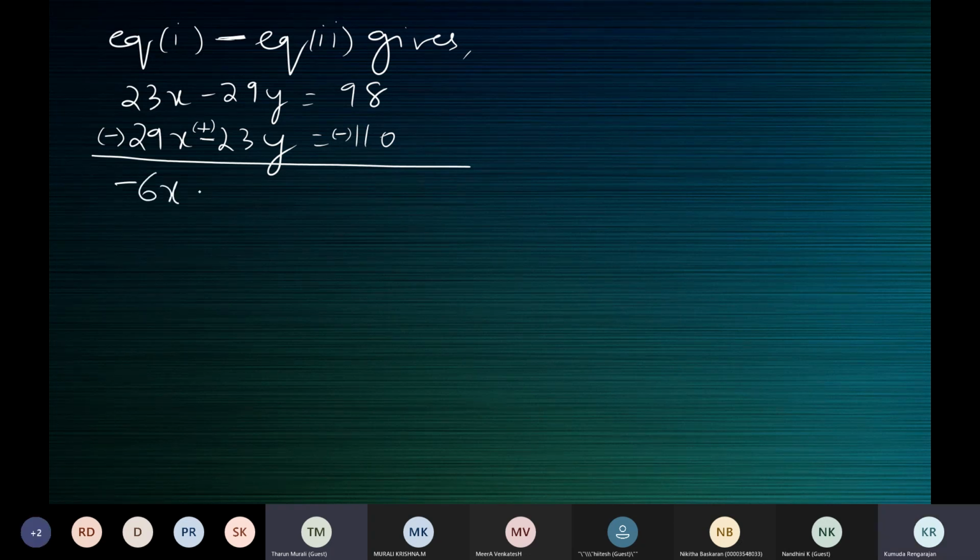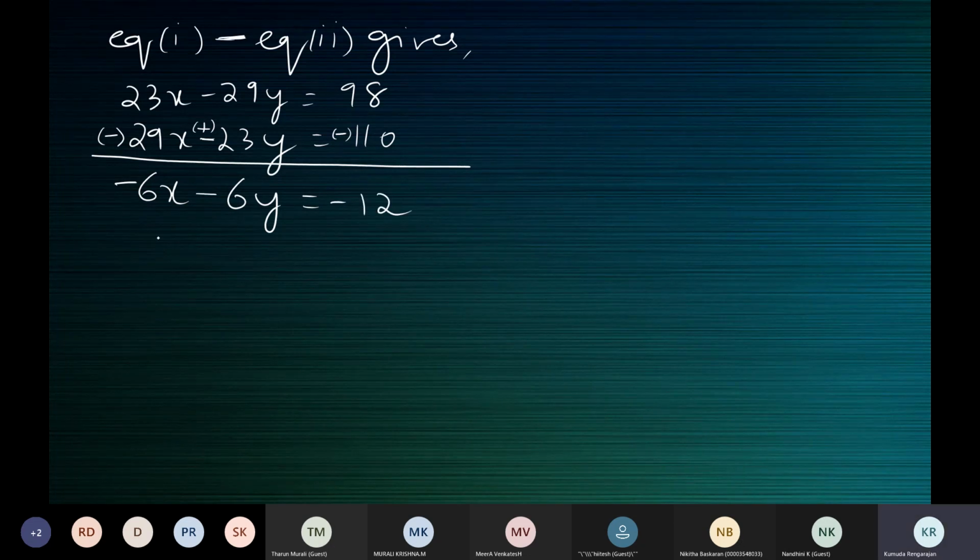Minus 6x. What is minus 29y plus 23y? Minus 6y. And finally, 98 minus 110? Nikita, what is 98 minus 110? Minus 12, ma'am. Minus 12.